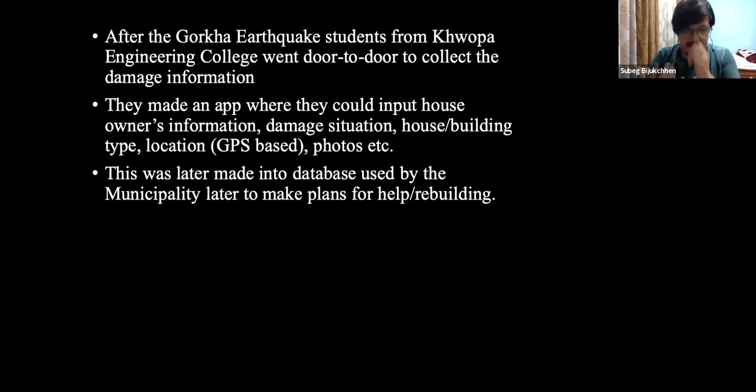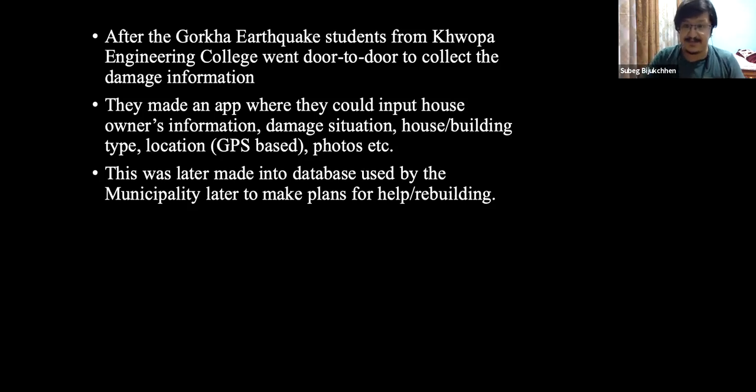They had the GPS, of course. It's a mobile phone. They had GPS, they had that information as well, and they took photos. So after the app, they just came to the office and connected the mobile to the computer, and they could download and then make a database. So what they had was the information of the owner, the damage situation, the kind of building, the location, and even the photos. This was later used by the municipality, Bhaktapur municipality, to make plans for the help and rebuilding.